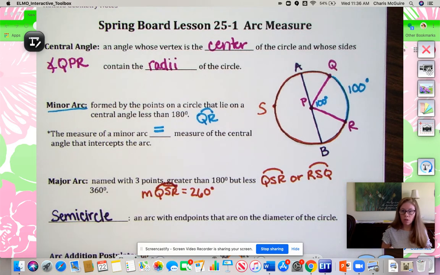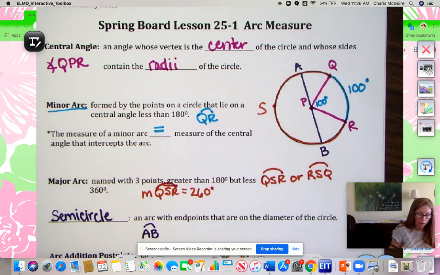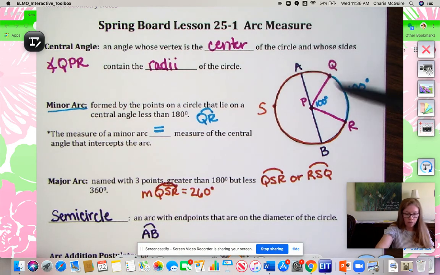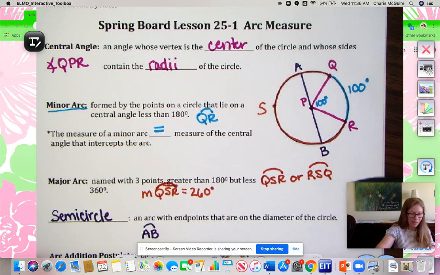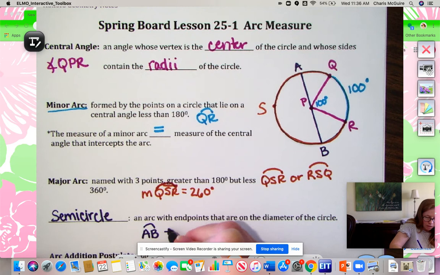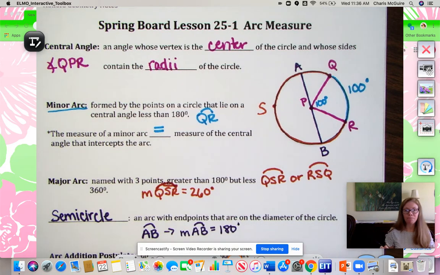And is this a major arc or a minor arc? It's neither. It's a semicircle. But when you name it, you can name it with 2 points because it doesn't really make a difference if I look at arc AB, if I go around the right side or if I go around the left side, they're both the same degree measure, right? What's the degree measure going to be always for half a circle? That's right, 180 degrees.